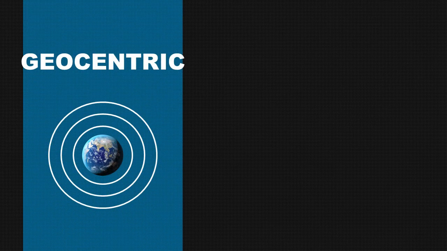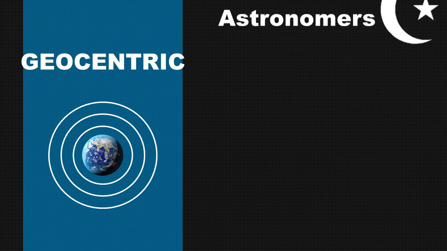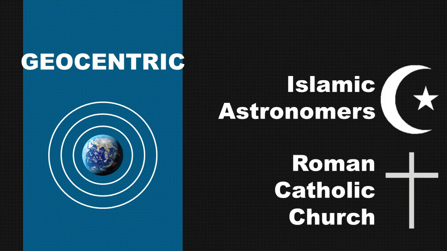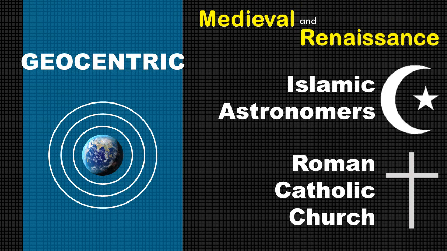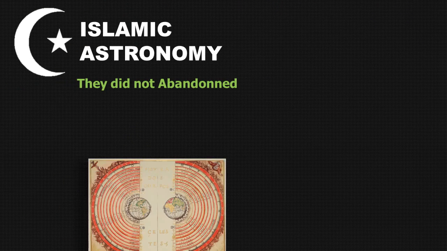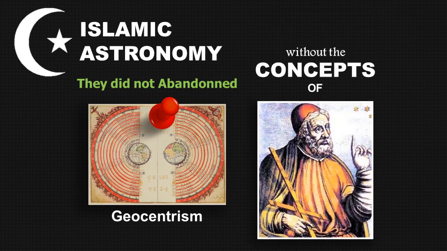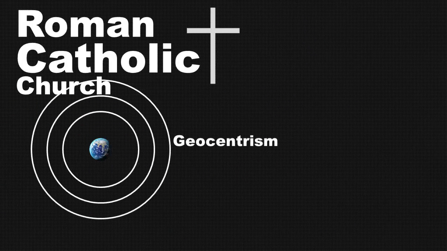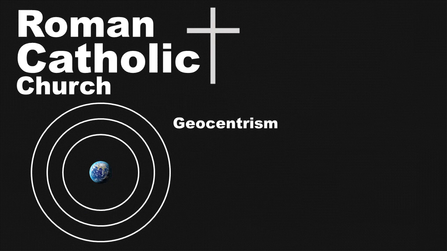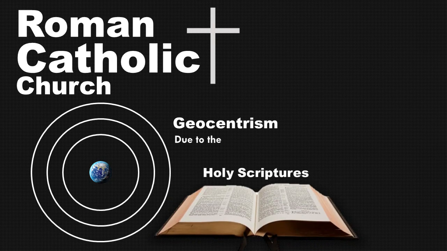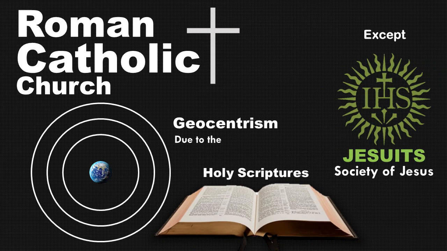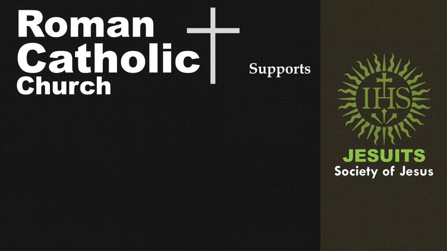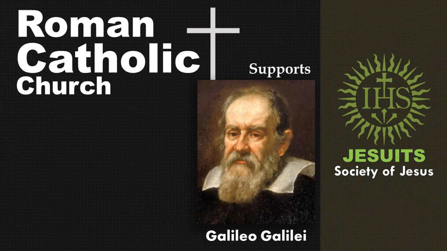In summary, many people and astronomers believed in geocentrism, especially Muslim astronomers and the Roman Catholic Church, during the medieval period and Renaissance. Islamic astronomy did not abandon geocentrism even though they no longer accepted Ptolemy's model in the end. And the Roman Catholic Church believed in geocentrism because the scriptures support it, aside from the Jesuits. The Jesuits tried to support Galileo's findings about heliocentrism.